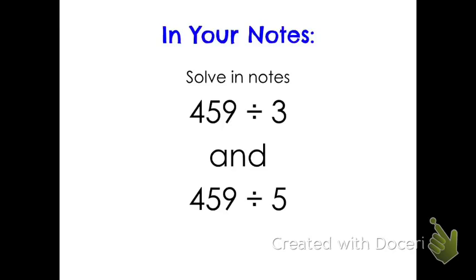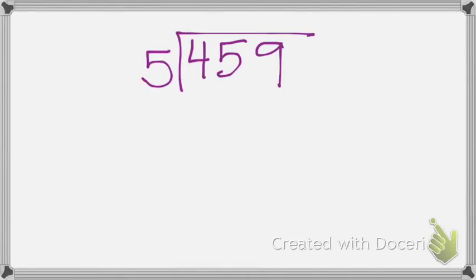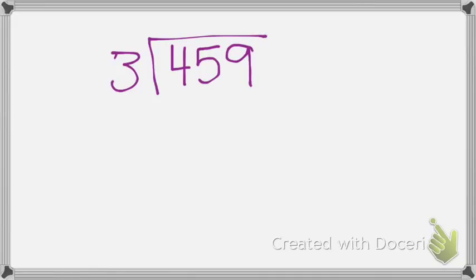In your notes, I would like for you to go ahead and write down both of these problems, 459 divided by 3 and 459 divided by 5. So 459 divided by 3, we will solve first. Then we'll do 459 divided by 5. For this first one, we again want to make sure we have our steps written down.